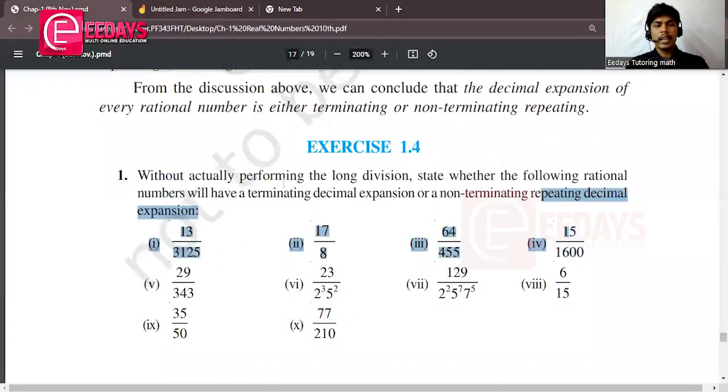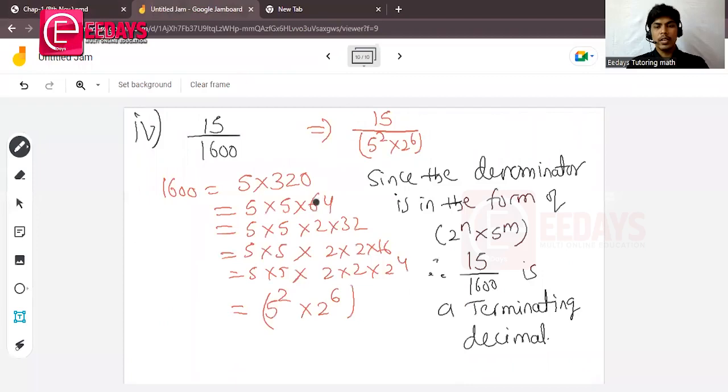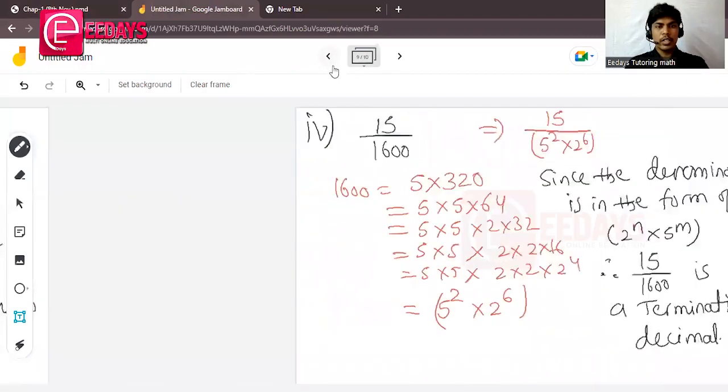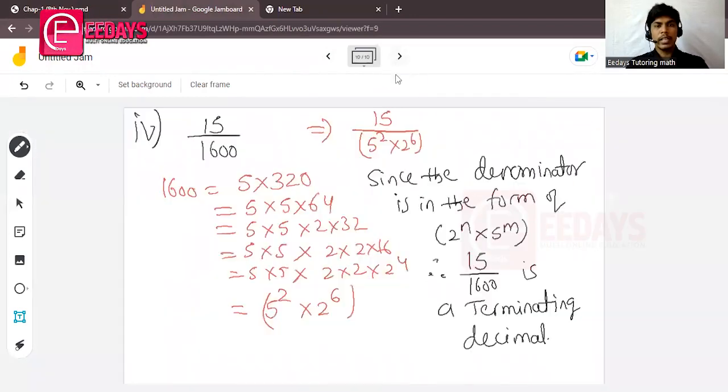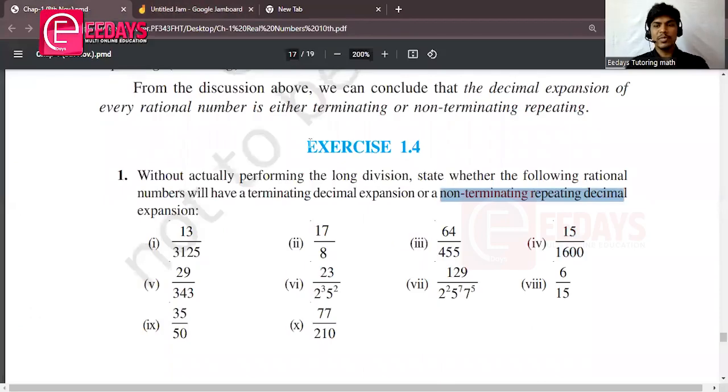In the question, they asked whether they are terminating decimal expansion or non-terminating repeating decimal expansion, so just mention that. The previous question gave a non-terminating decimal expansion, but here we got a terminating decimal expansion. At least one we got. Okay, let's try the next.